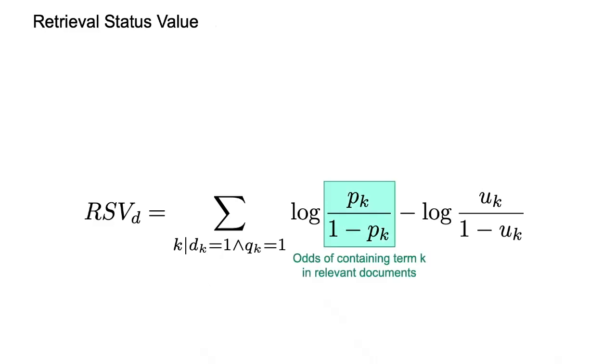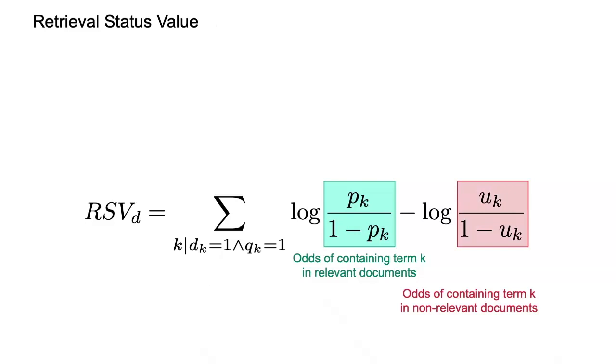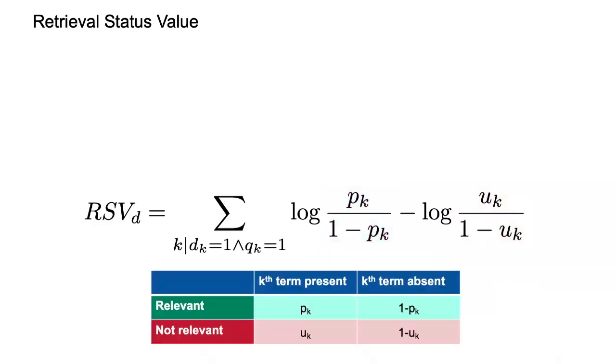Now, these are the odds of containing term K in relevant documents, and these are the odds of containing term K in non-relevant documents. And again, the PKs and the UKs, I can no longer say Pikachu because we got rid of the Q now, but this is my contingency table. So assuming for every term I have a contingency table like this, I can compute this thing. That's called the retrieval status value. And all I need to do is sort that by document and I get my results.